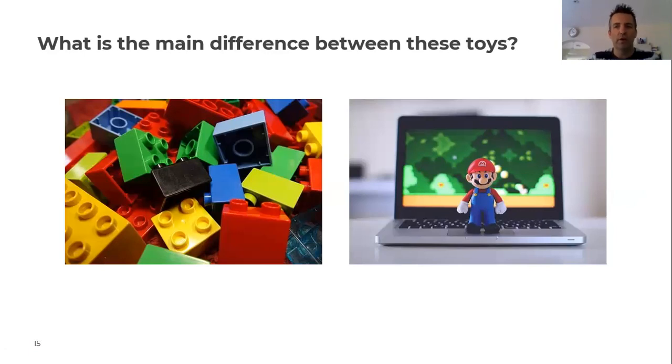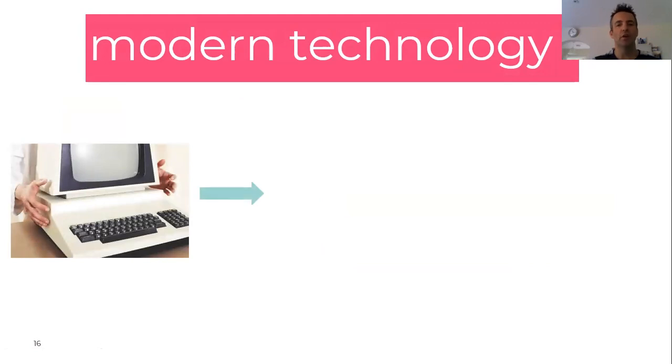One is electronic, so the laptop on the right there with Mario, that requires power or electricity to work. Okay, so that's electronic, and the one on the left is plastic toys, that's non-electronic. It does not need power for it to work. So modern technology has changed lots and lots of things over the course of the last 50 years or so.